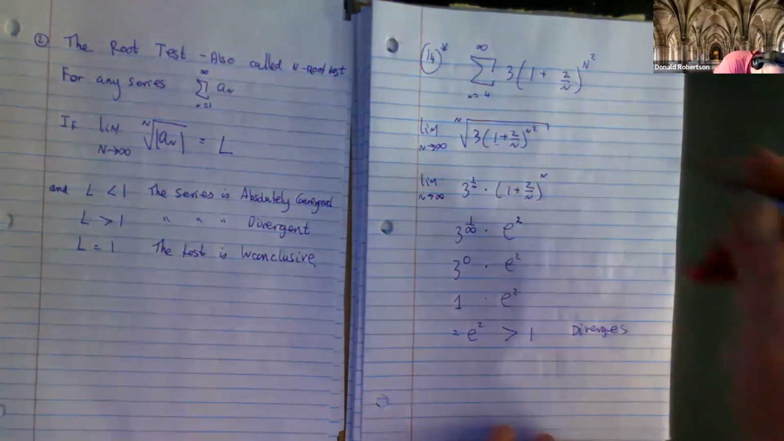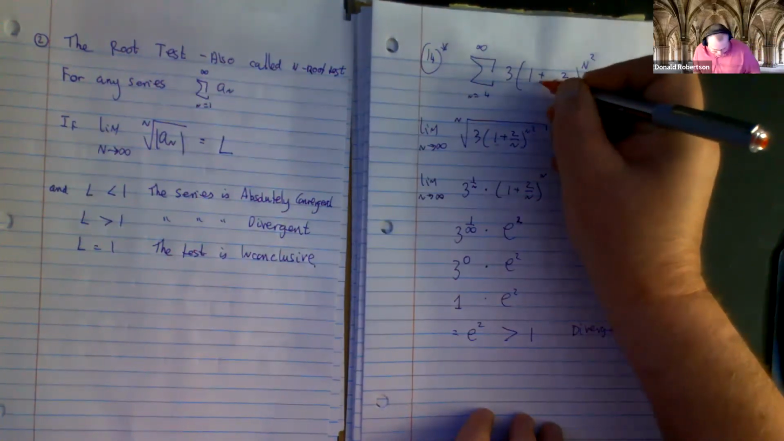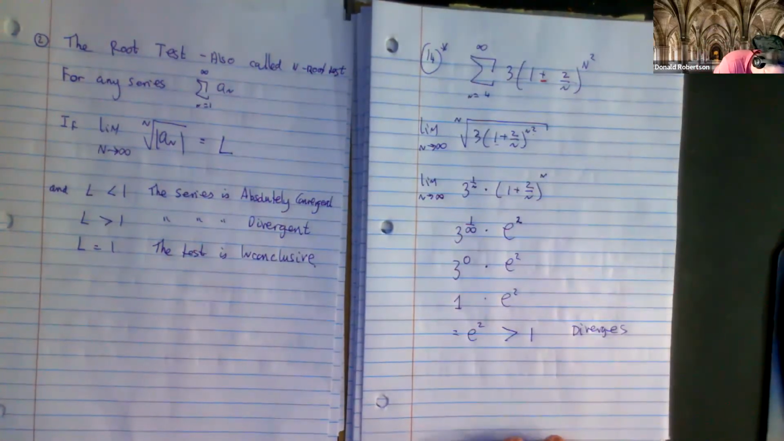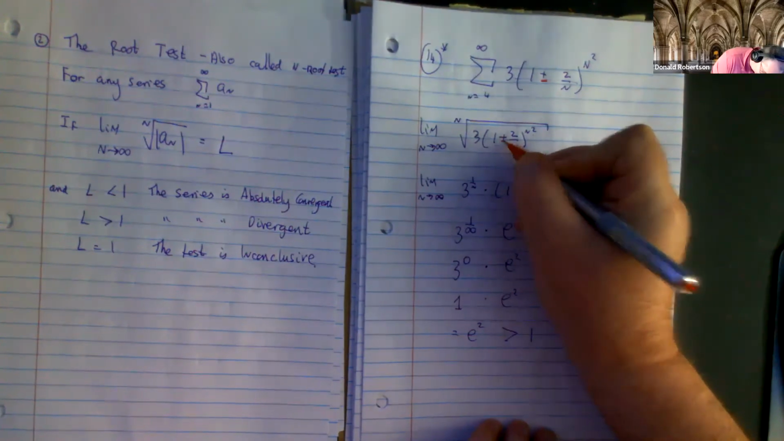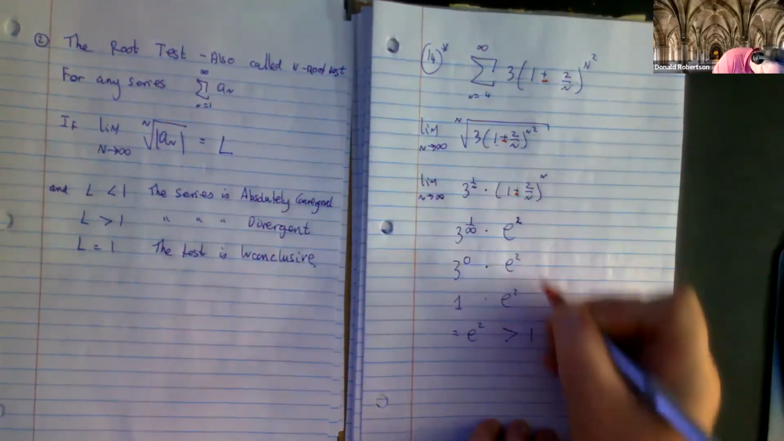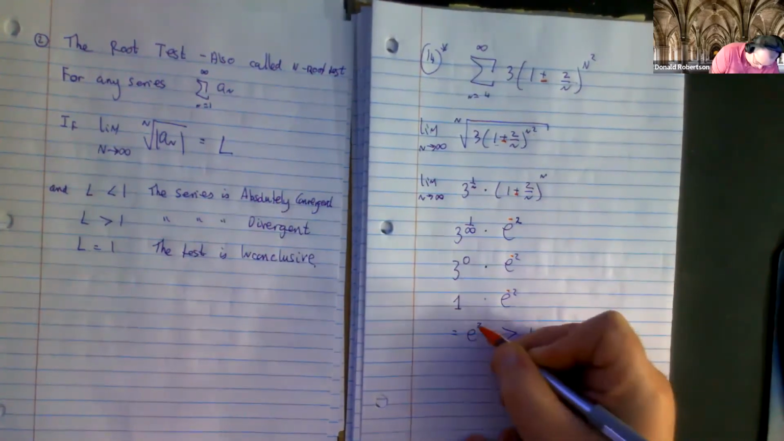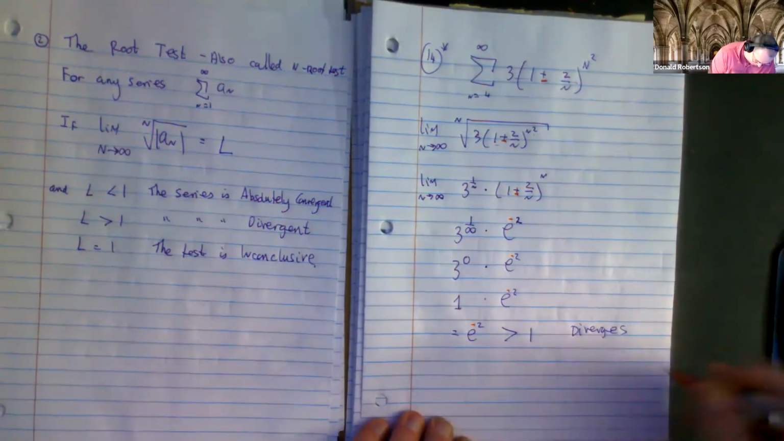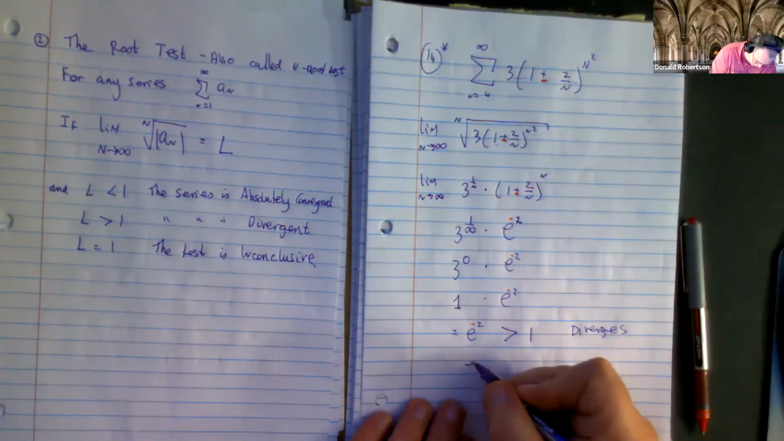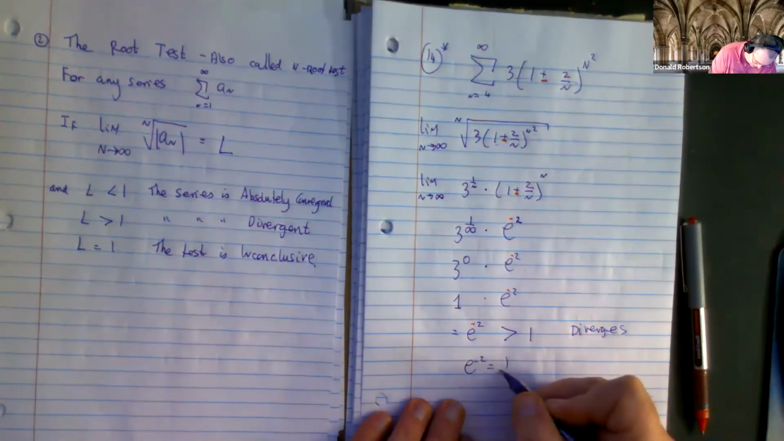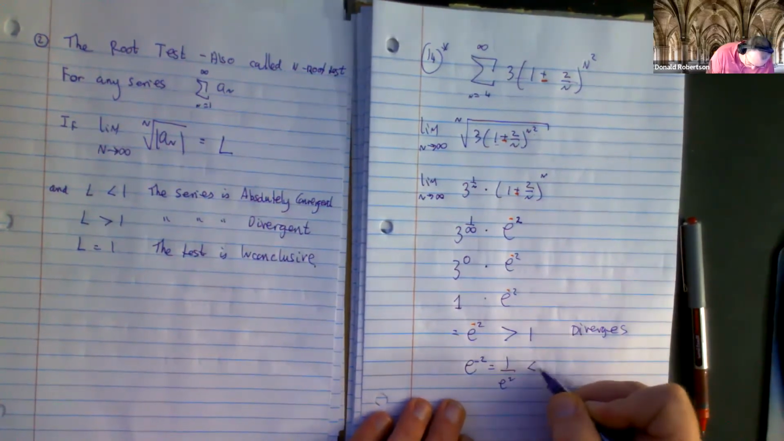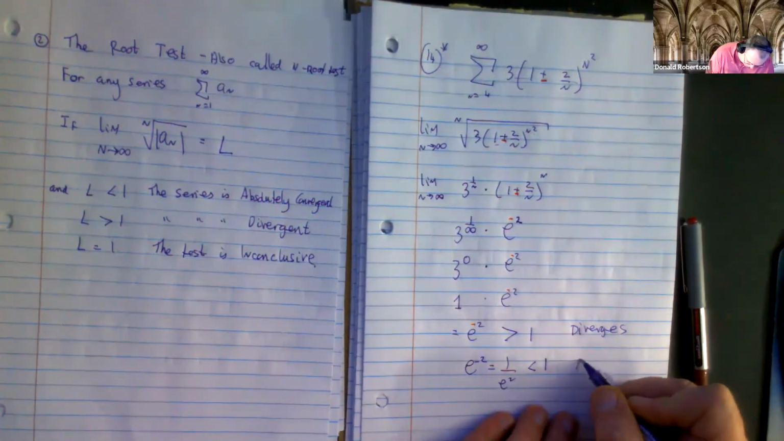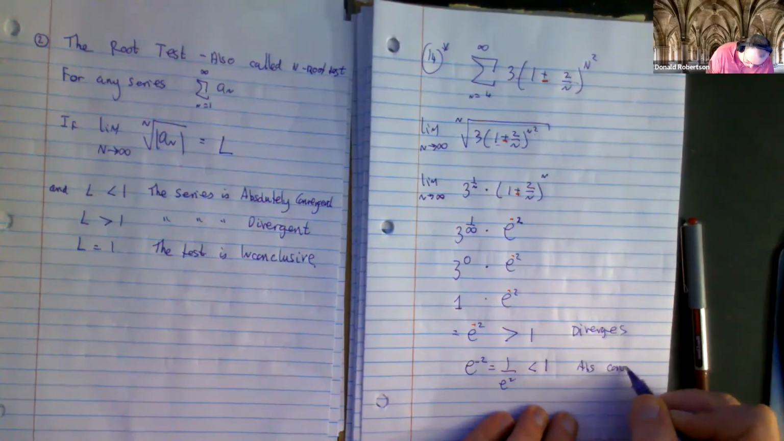What would changing that to a negative do? Well, it would make this a negative. It would make this a negative. It would make this -2. And e to the -2, which is the same thing as 1 over e squared, isn't that less than 1? And the series absolutely converges.